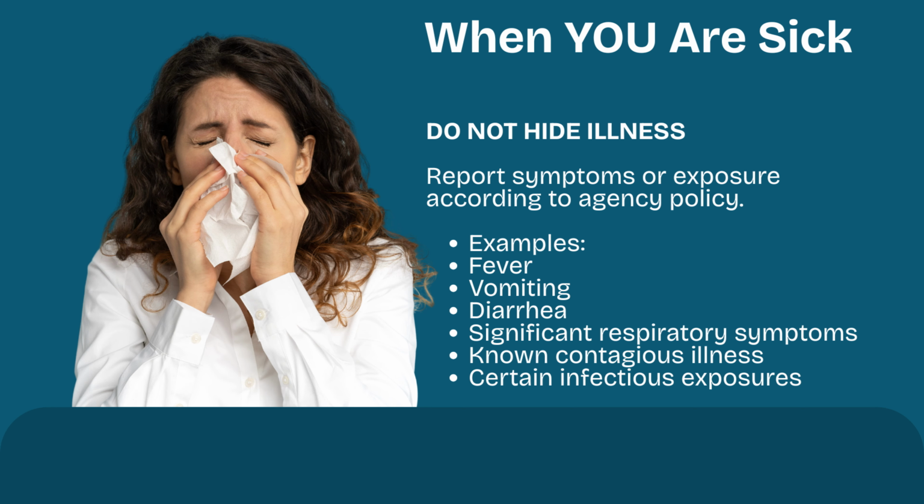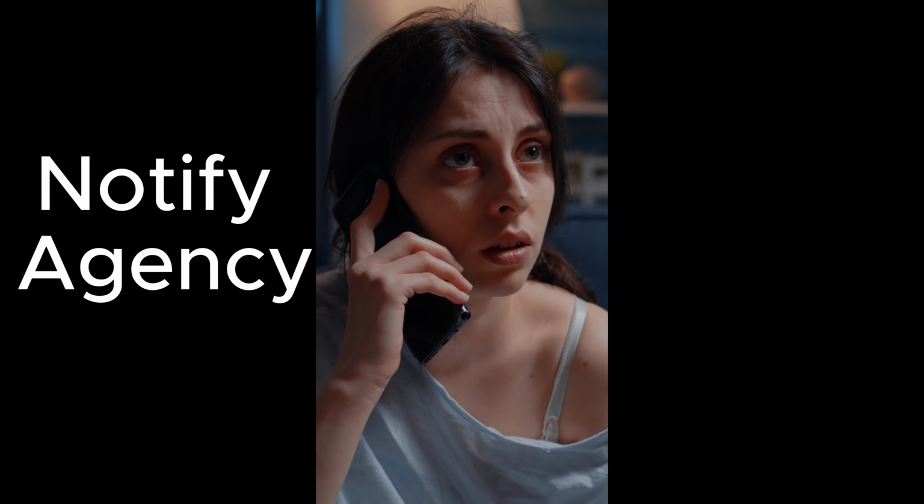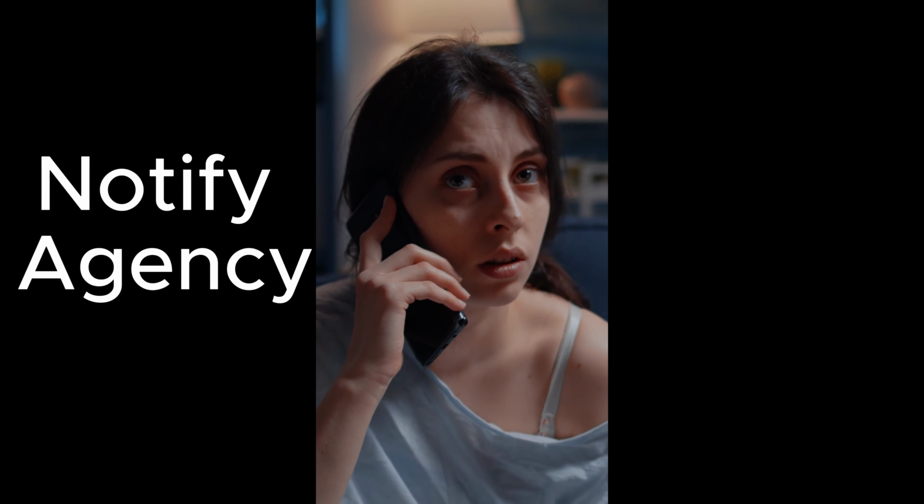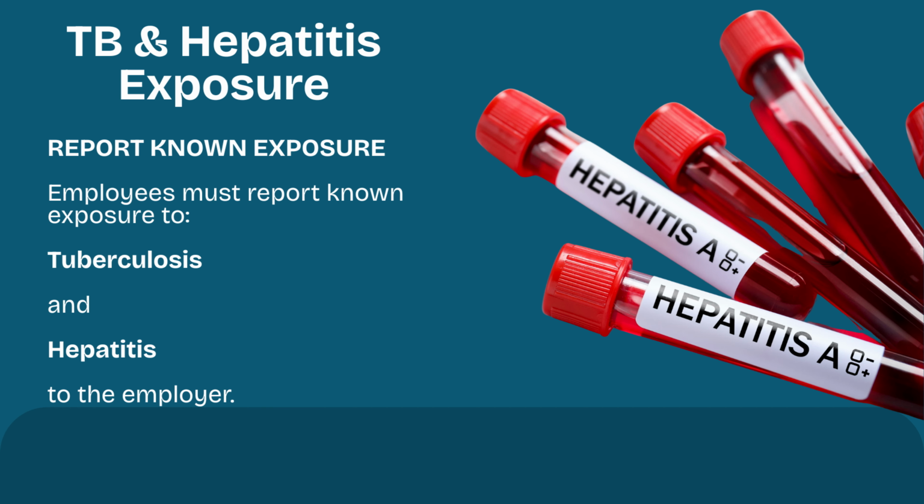Care partners also have a responsibility not to knowingly expose vulnerable clients to illness. Don't hide significant symptoms because you're worried about missing a shift. Notify the agency according to call-out and infection control procedures. The agency can determine whether it is appropriate for you to work or whether additional precautions are necessary. Never simply show up sick and hope nobody notices. Georgia's private home care provider rules specifically require employee orientation to include the employee's obligation to report known exposure to tuberculosis and hepatitis to the employer.